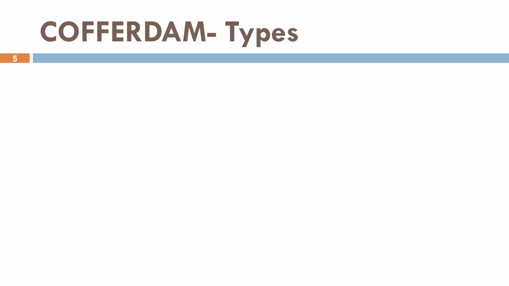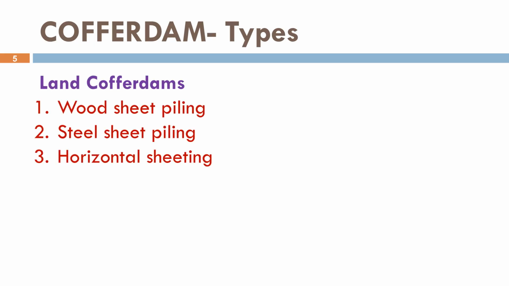Cofferdams are not used only in rivers. For construction below the groundwater table on land, engineers also use temporary retaining systems known as land cofferdams. These include wood sheet piling, steel sheet piling, and horizontal sheeting systems. These systems prevent soil collapse and groundwater seepage during deep excavations for basements, lift pits, underground tanks, and pump houses.